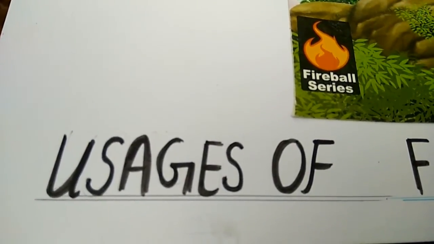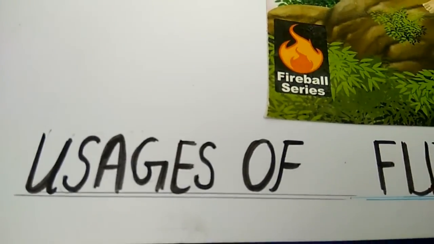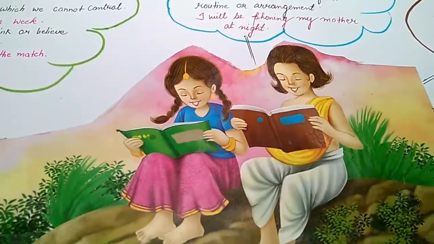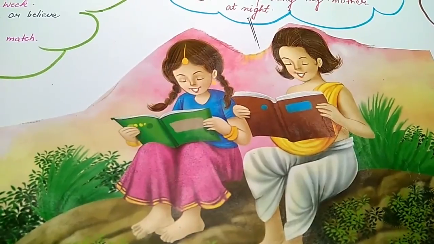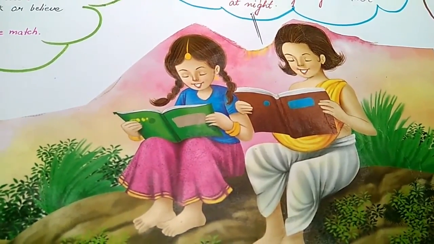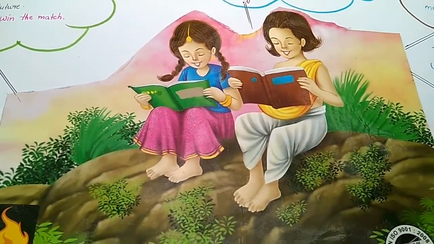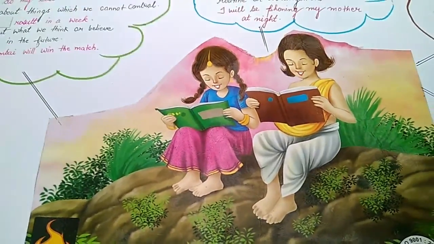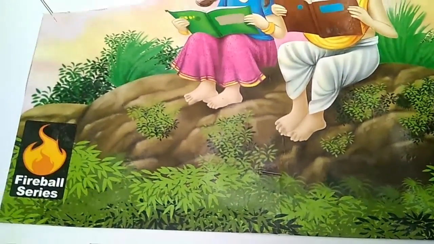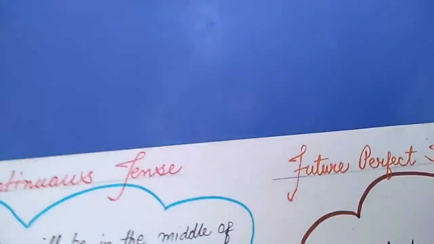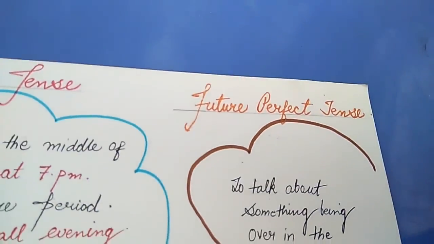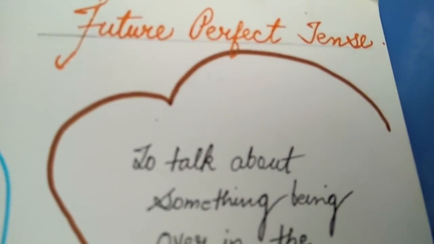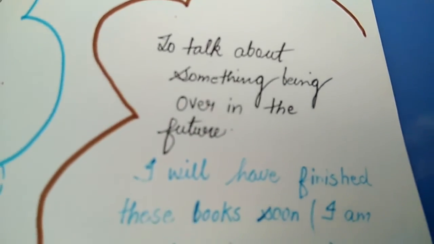We have come to the final segment of usages of future tense, and as usual we locate two good kids here studying in the jungle safari. What do they tell about the usage of future perfect tense? Let us talk about them. Here is the future perfect tense, to talk about something being over in the future. Example: I will have finished these books soon.